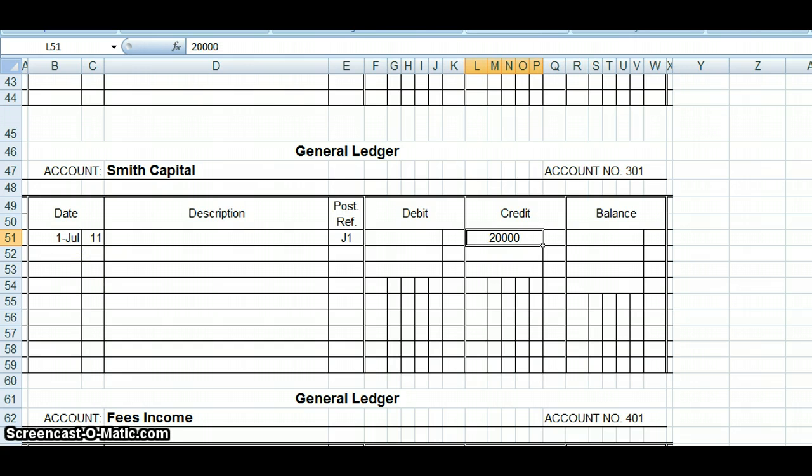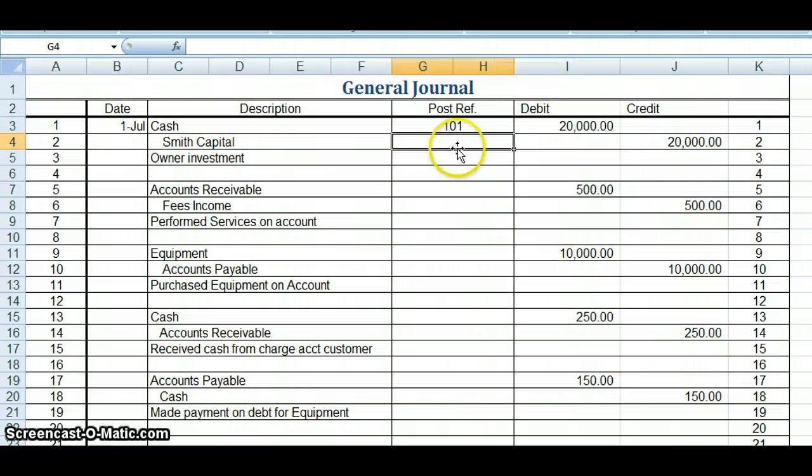Make sure that we can see our comma, and I'm going to have a balance of 20,000. And that makes sense. It has a normal credit balance, so I'm going to show a balance of 20,000. Very good. So we'll come back to our journal. We'll put in 301 for our posting reference, and we'll go to our next transaction.